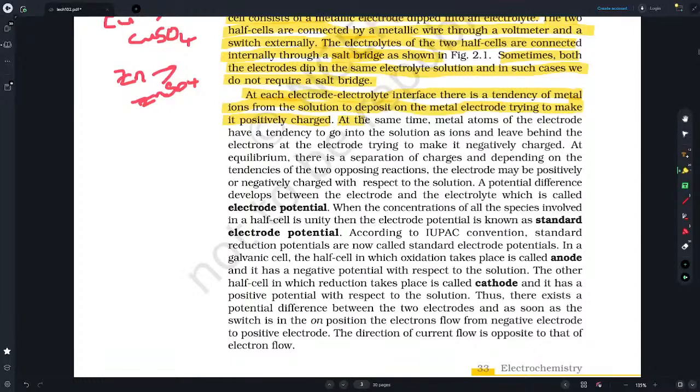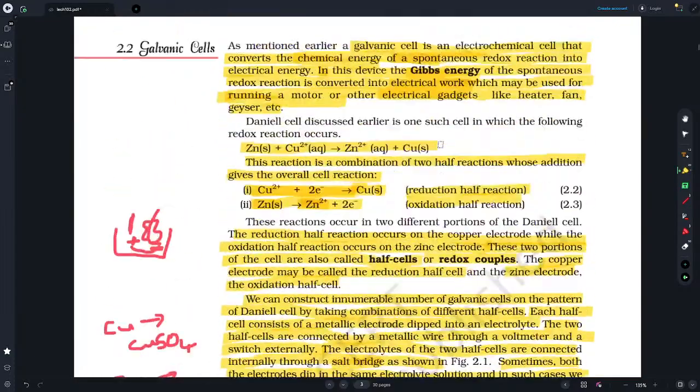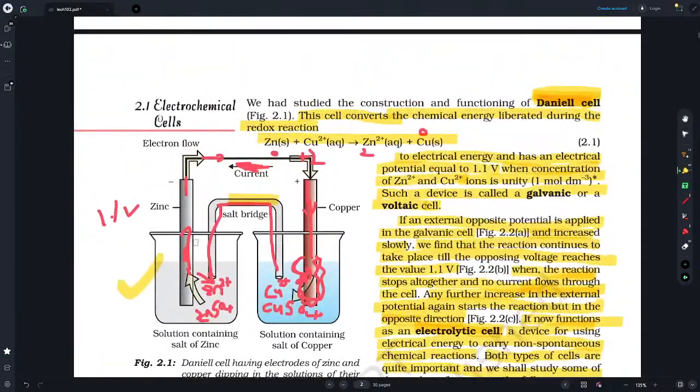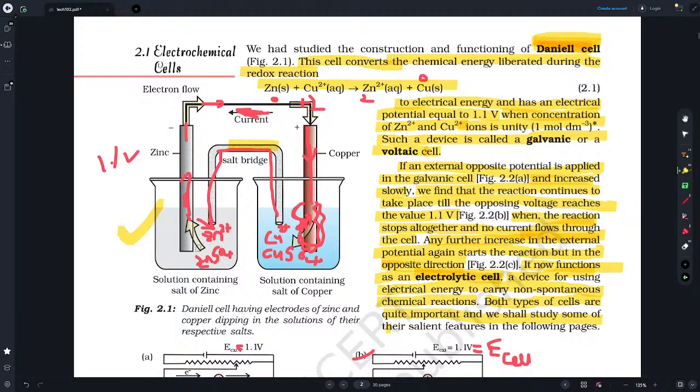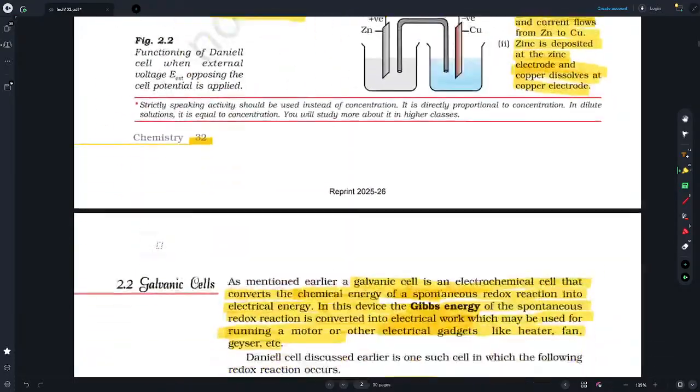At the same time, metal atoms of the electrode have a tendency to go to the solution as ions and leave behind electrons at the electrode, trying to make it negatively charged. In Daniell cell, we see that this is seen in the zinc electrode, where zinc is getting dissolved in the solution and leaving behind electrons.